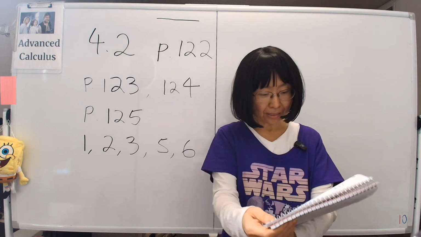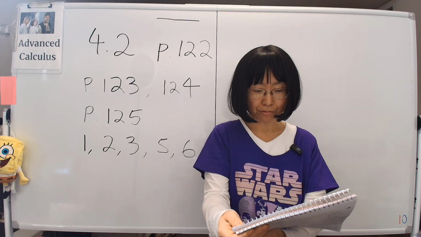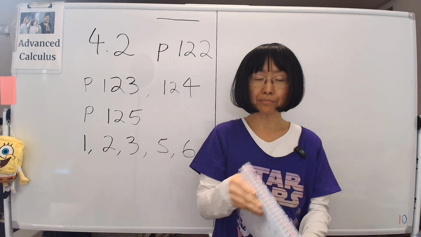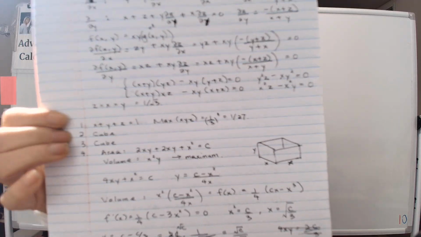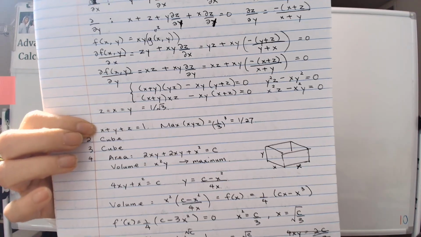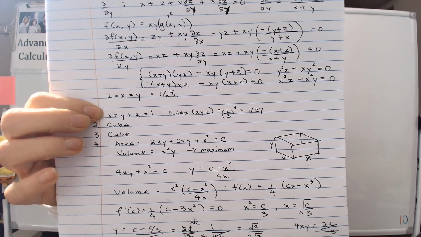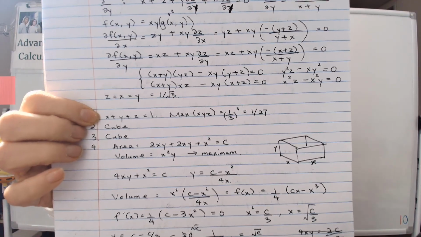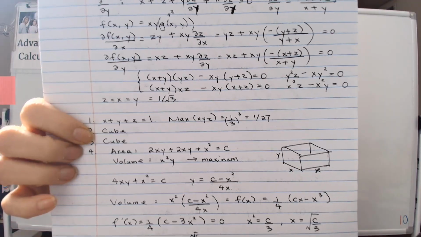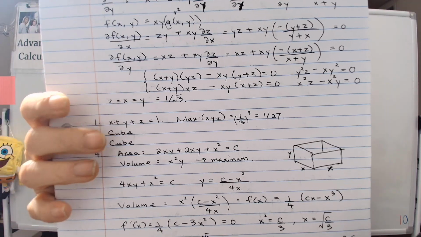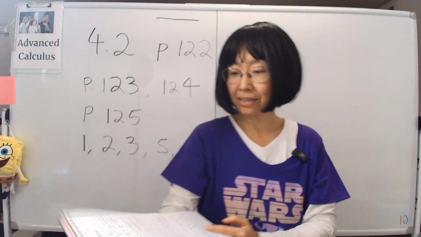So first, let's talk about problems 1, 2, and 3. These problems are all symmetrical, so I just wrote down the answer. I didn't bother doing them. I mean, if x plus y plus z equals 1, the maximum would be when they're all equal. Similar to problems 2 and 3, they're just cubes. And so that's that.